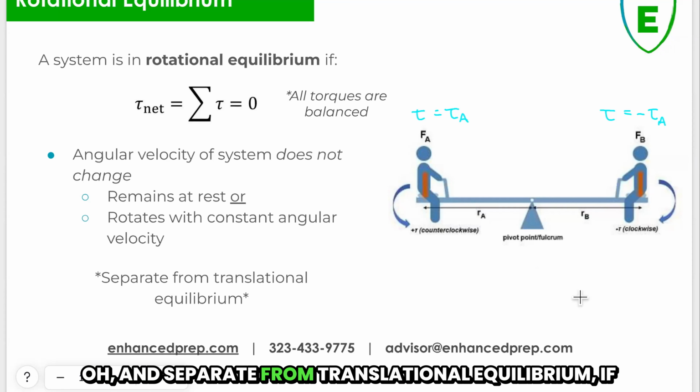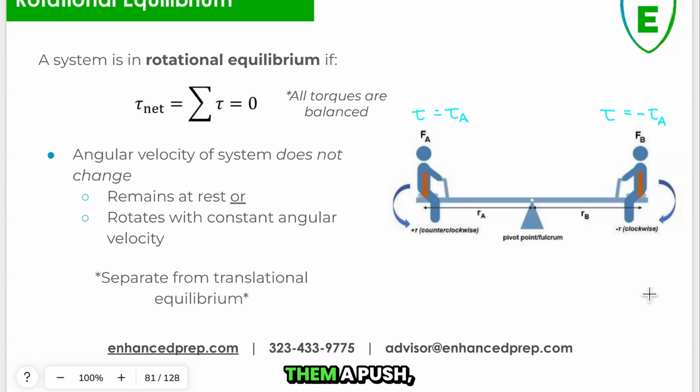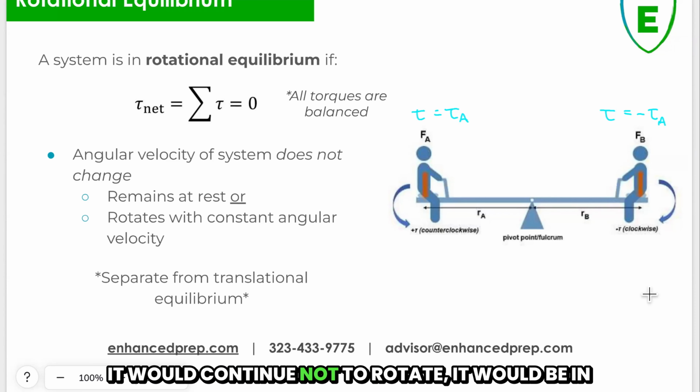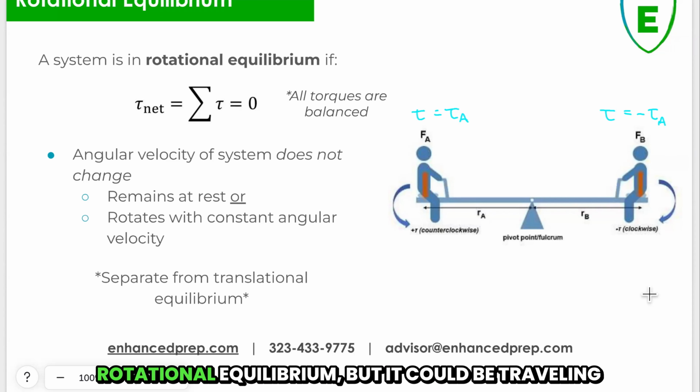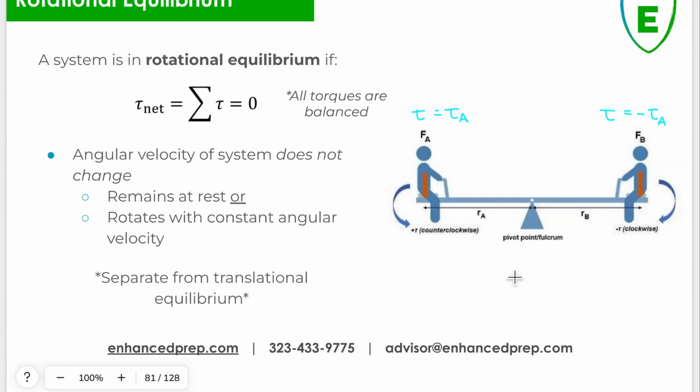Oh, and separate from translational equilibrium, if I put wheels on this seesaw and then I just gave it a push, it would continue not to rotate. It would be in rotational equilibrium, but it could be traveling with some center of mass velocity.